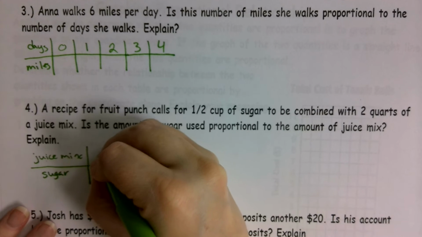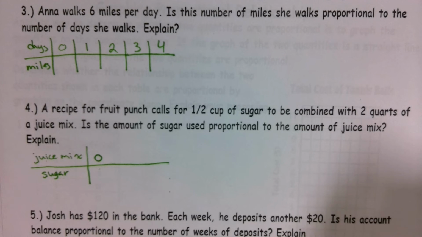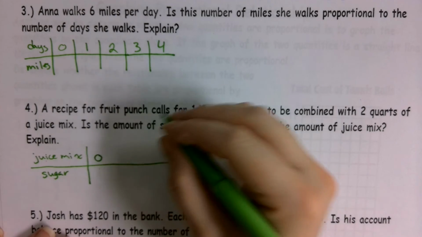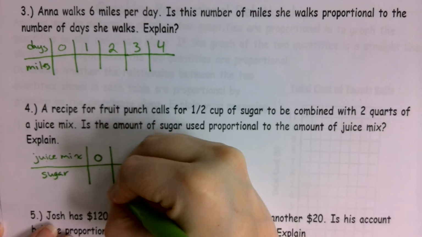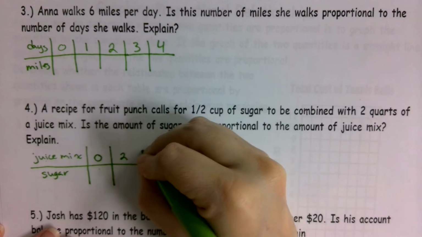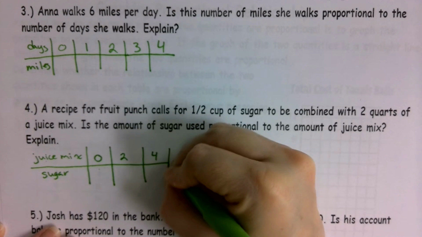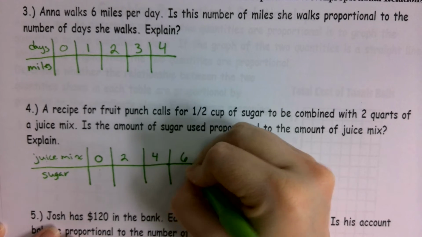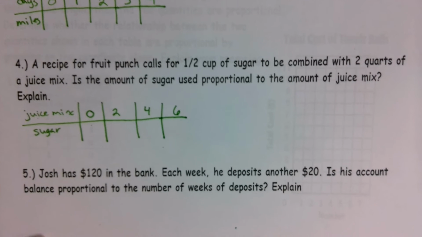And I want to have 0. And then for here, we'll go ahead and we'll count by 2s. We'll go 2, 4, and 6. We'll just do those values.